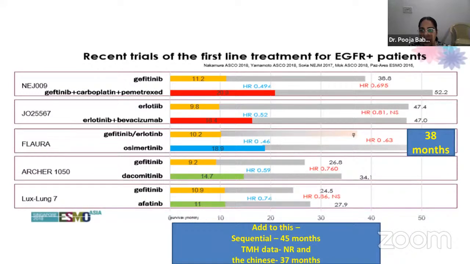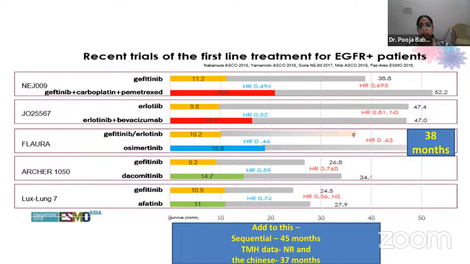Now, recent trials, as we have already discussed, the combination regimen, Japanese trial, 52 months, 51 months OS benefit. Erlotinib plus bevacizumab, 47 months. Then osimertinib alone, 38 months upfront. Dacomitinib, 34 months. And afatinib in LUX-Lung 7, 28 months.